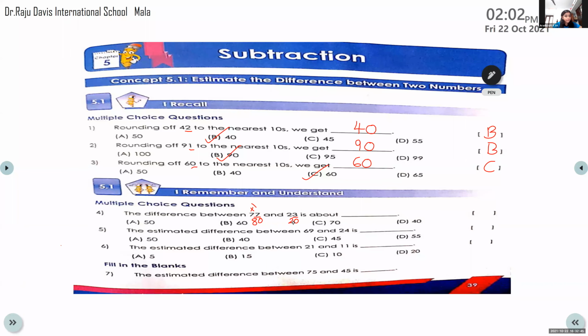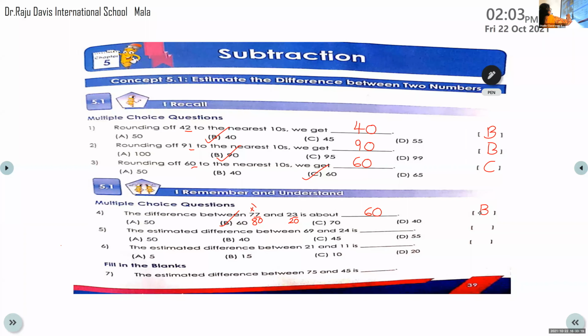20. Now you have to find out the difference. 80 minus 20. 0 minus 0, 0. 8 minus 2, 6. Yes, 60. So 60 is the final answer. So put a tick mark on B. Write 60 over there and B as the answer. Okay, good.